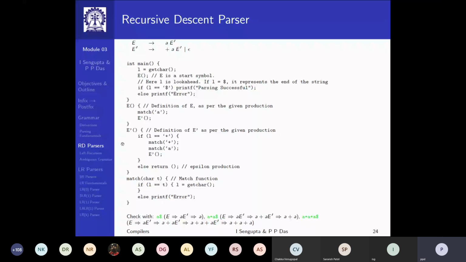Okay, for the function for E prime, now what have we learned? We have learned that to code the function for E prime, I need to know what to expect in the input. And what to expect in the input is from the first of the non-terminal. Now, what can be the first of the non-terminal E prime? Obviously, it could be plus, or it could be epsilon, that I don't produce anything.